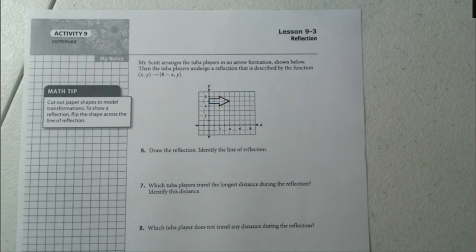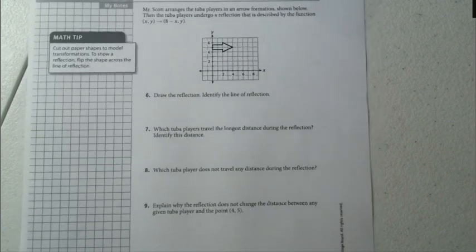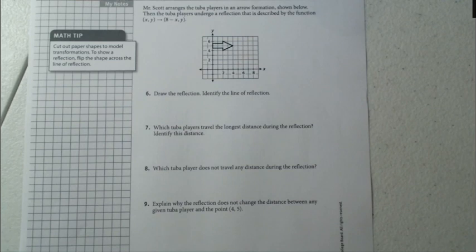Number 6 asks you, draw the reflection and identify the line of the reflection. 7 says, which tuba player traveled the longest distance during the reflection, and identify the distance. Which tuba player does not travel any distance during the reflection? And explain why the reflection does not change the distance between any given tuba player and the point (4, 5).